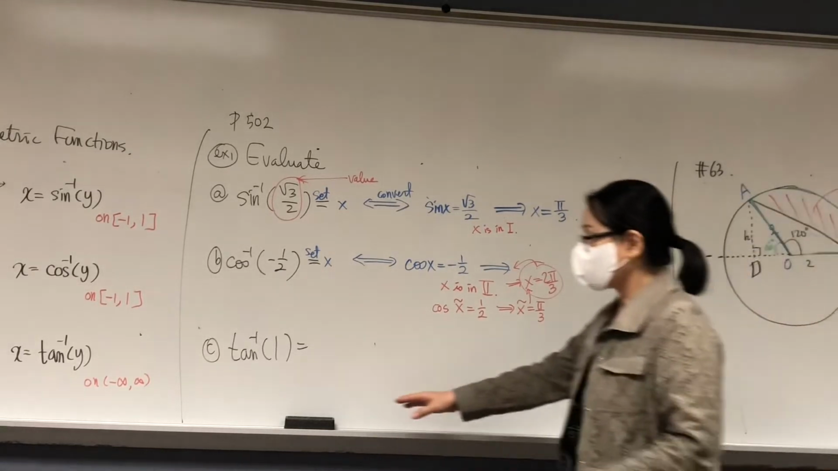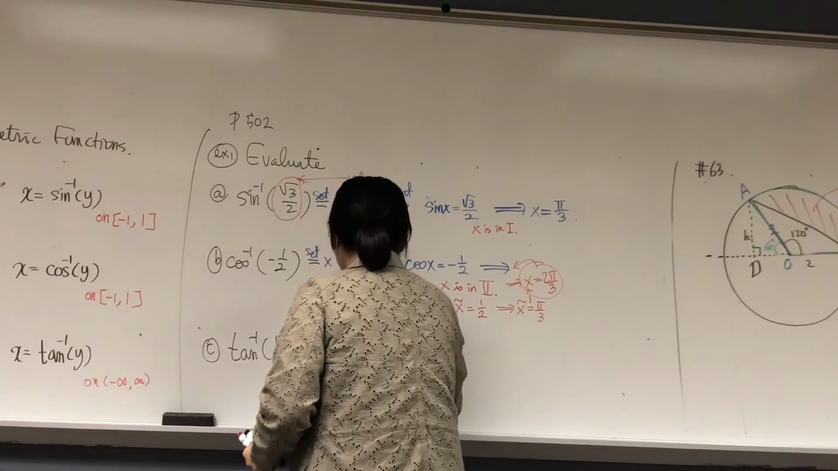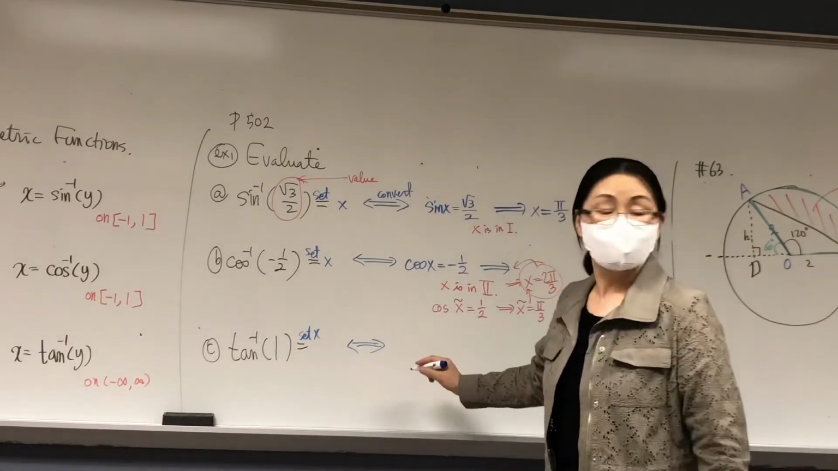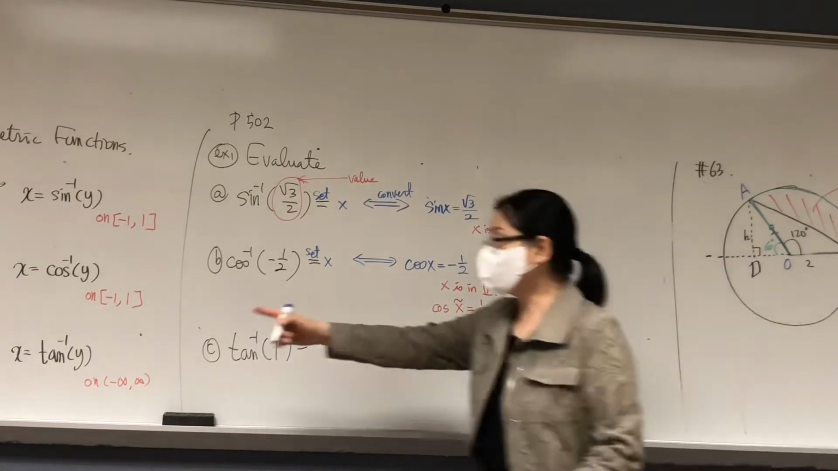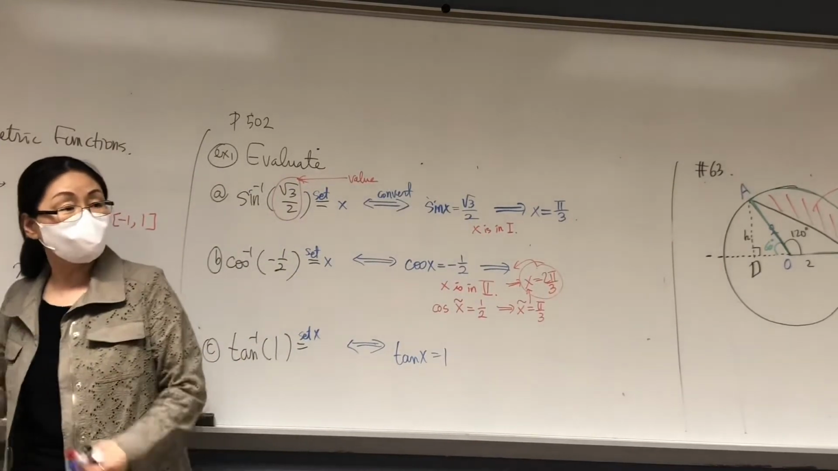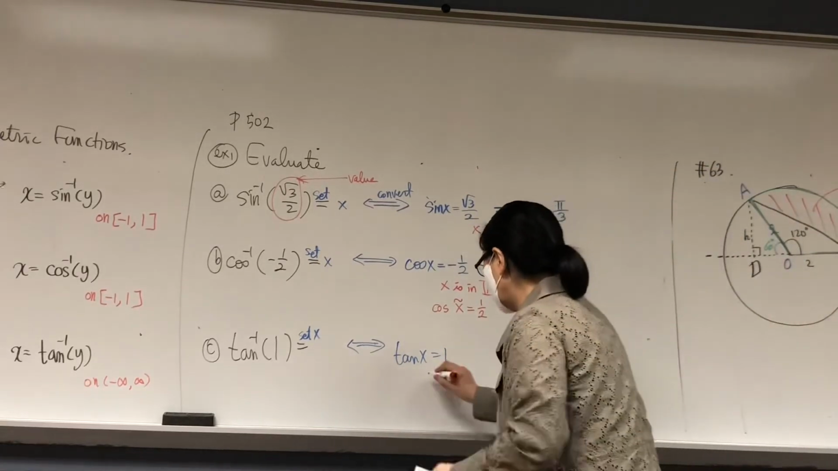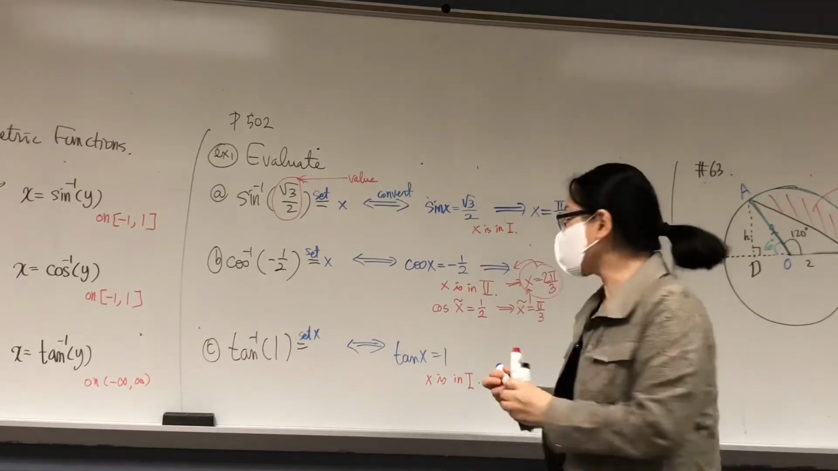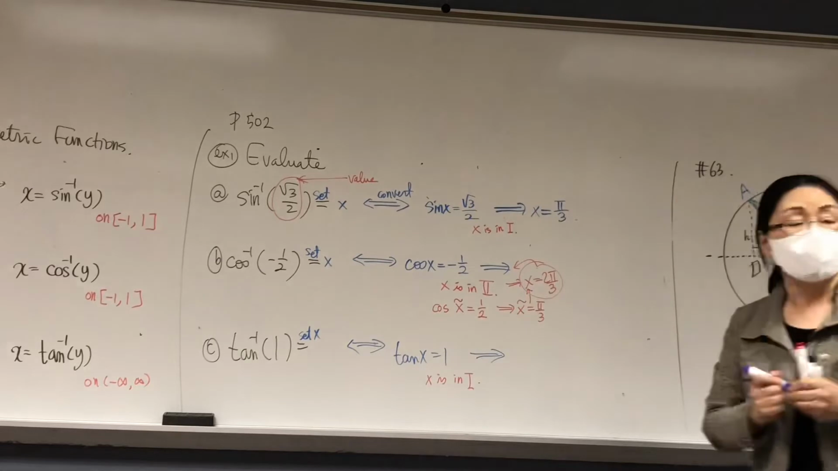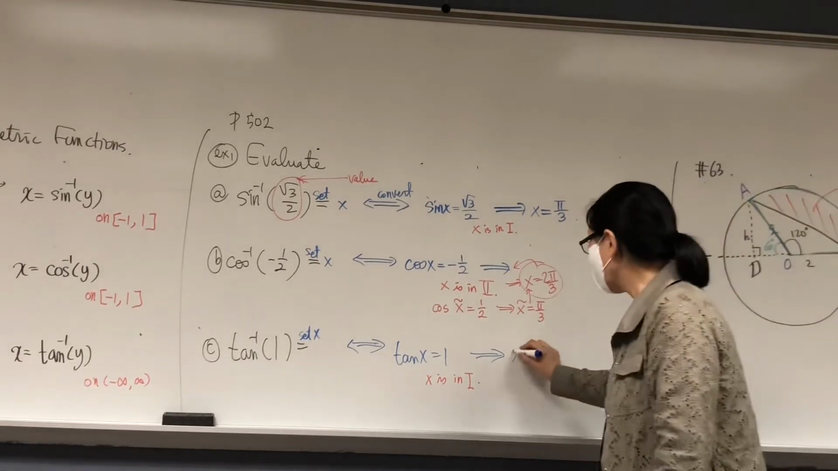How about this? Set x. And then what is the convert form? Tangent x equal to 1. So your answer should be in the fourth quadrant or first quadrant? Positive means first quadrant. Which special triangle makes your ratio 1? Pi over 4. Good job. So x equals 45 degrees, pi over 4.